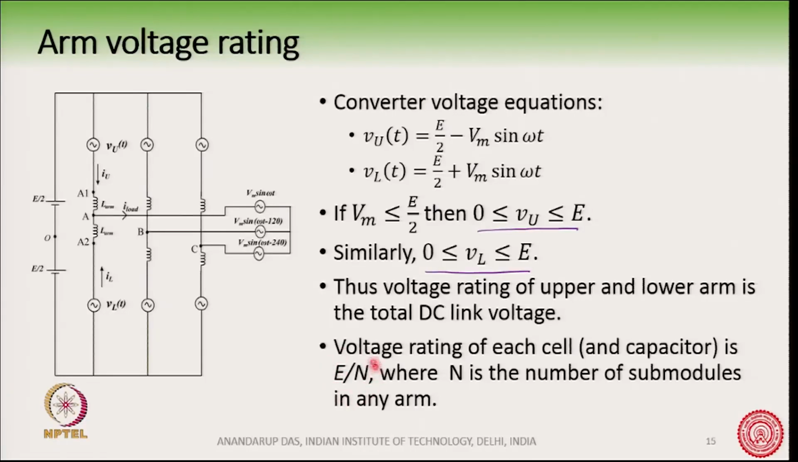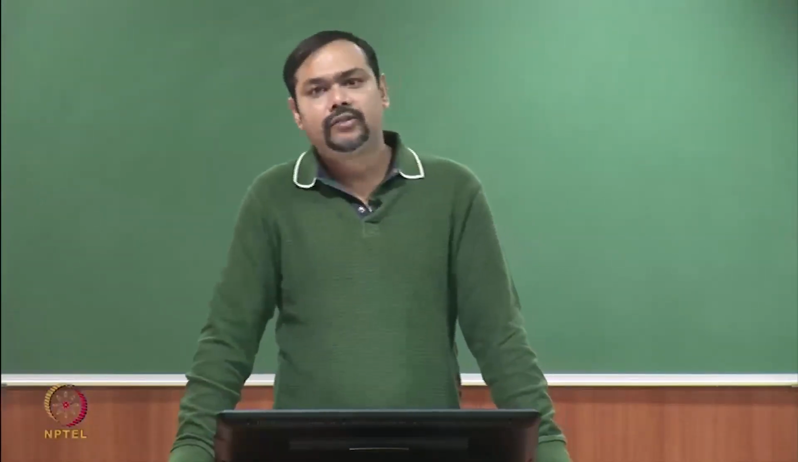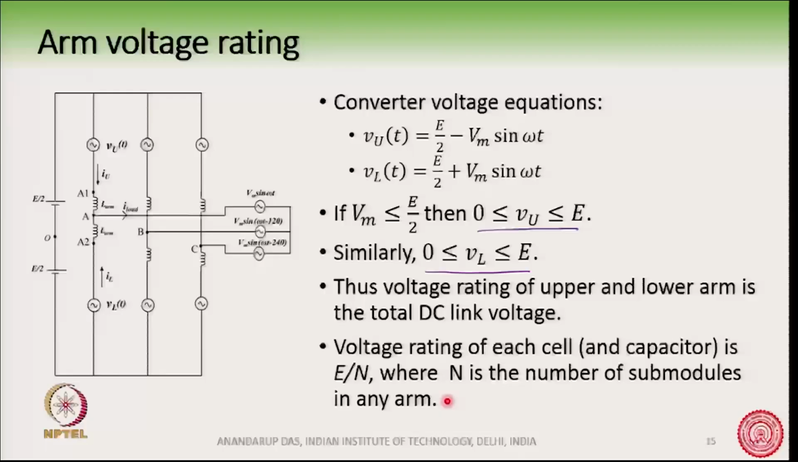Okay. So, since the voltage rating of the cell is capital E by N, each cell has its own capacitor that must be rated for that much voltage E by N, and because it is having say half bridge or full bridge, each transistor will also be rated for E by capital N. The voltage rating of the cell is dependent on how many submodules we choose in any arm. Okay. Now, here comes a choice.